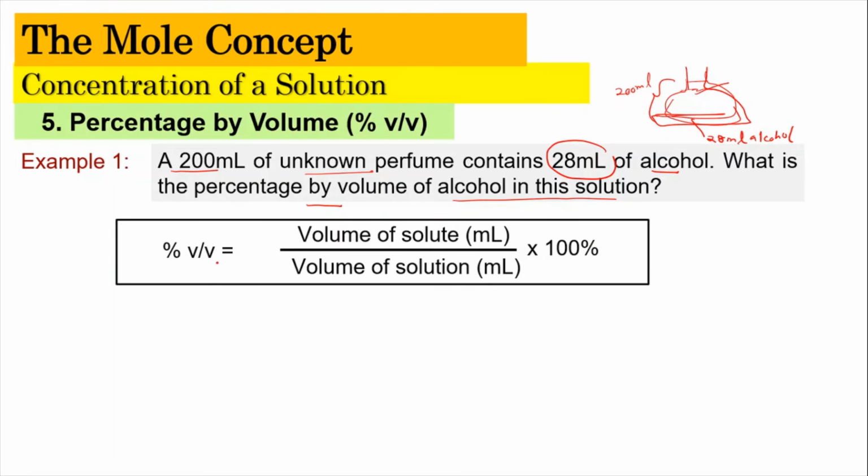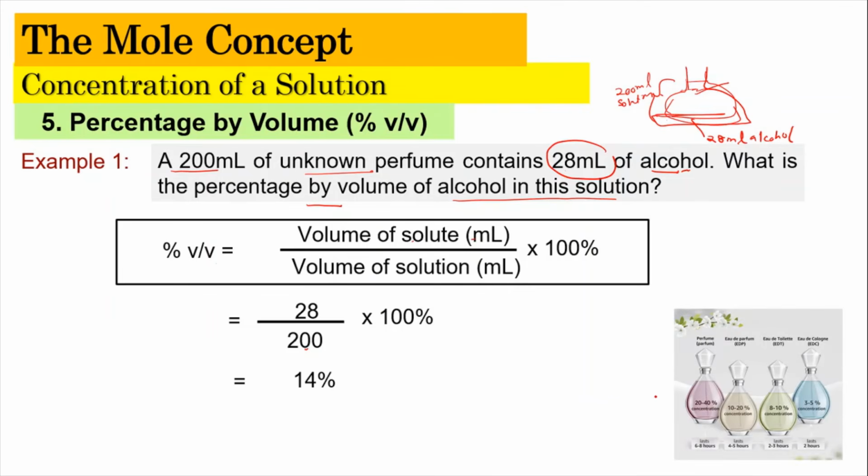So percentage by volume is equal to volume of solute, which is our alcohol, which is a liquid, divided by the volume of the solution. The volume of solution is already given as 200 ml because it sums up everything here. So the volume of solute is 28 divided by 200, because the 200 refers to the solution straight away, times 100%. So at last you're going to get 14%. Okay, as simple as that.